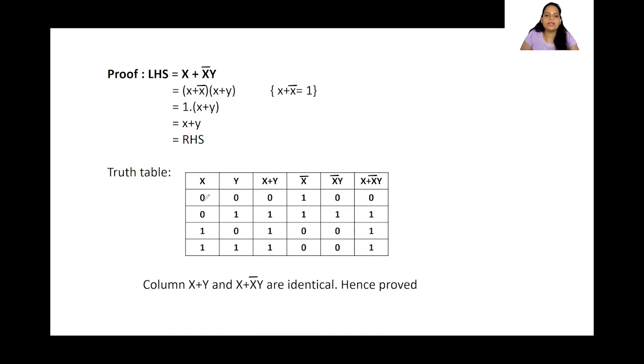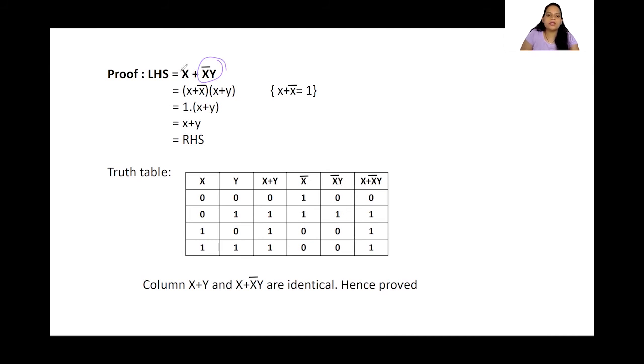So x plus y is nothing but the OR operation. So 0, 0, 0, 0, 1, 1, 1, 0, 1, 1, 1, 1. Next, let's take x bar, which is nothing but the complement of this entire row. So 1, 1, 0, 0. Next, I am doing the AND operation of x bar with y because I need this one, right? So when I do the AND operation of x bar with y, I will get this value.